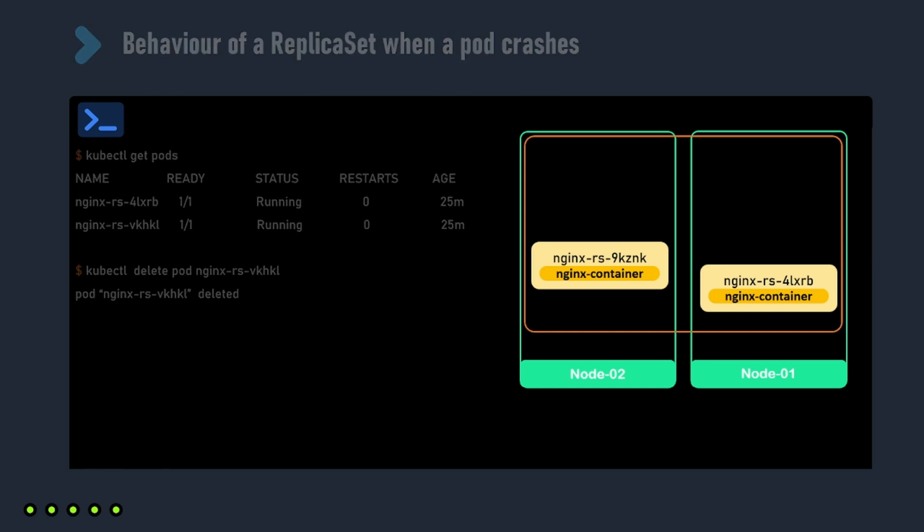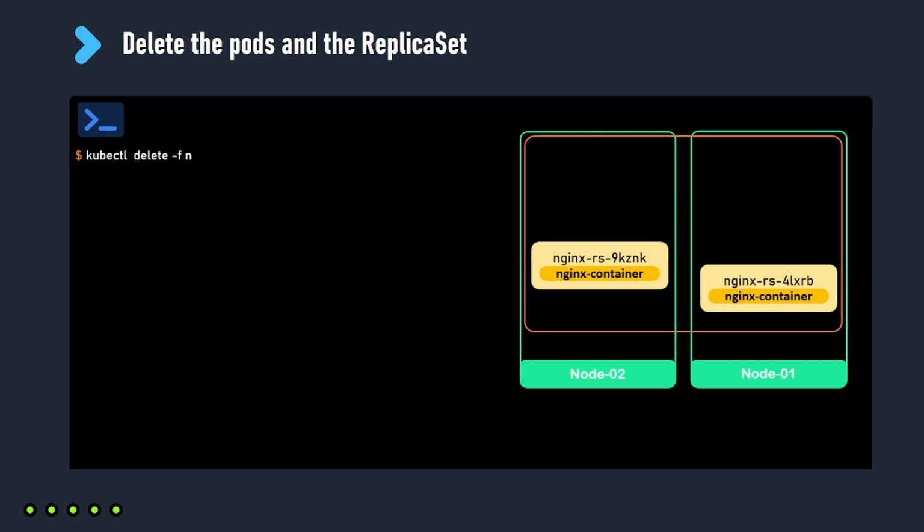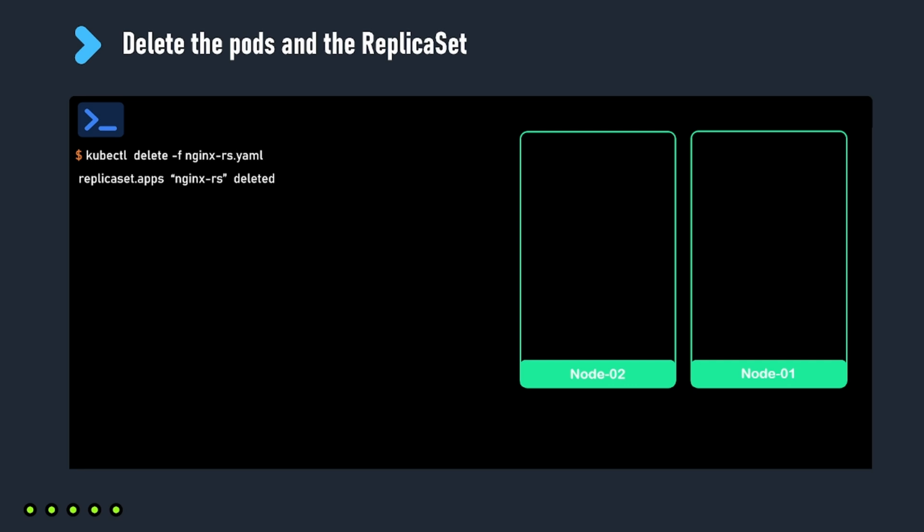Finally, to delete the replica set, we use the kubectl delete command with the -f option followed by the name of the YAML file used to create the replica set. And by deleting the replica set, all the pods under its control will be deleted, and this is the right way to delete the pods created by a replica set. So we delete the pods by deleting the replica set. If we delete the pods without deleting the replica set, the pods will be recreated as long as the replica set still exists in the cluster.